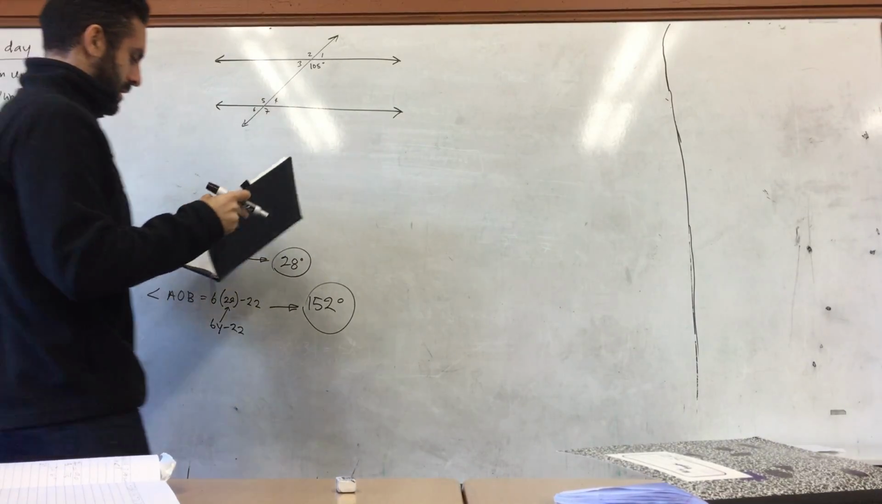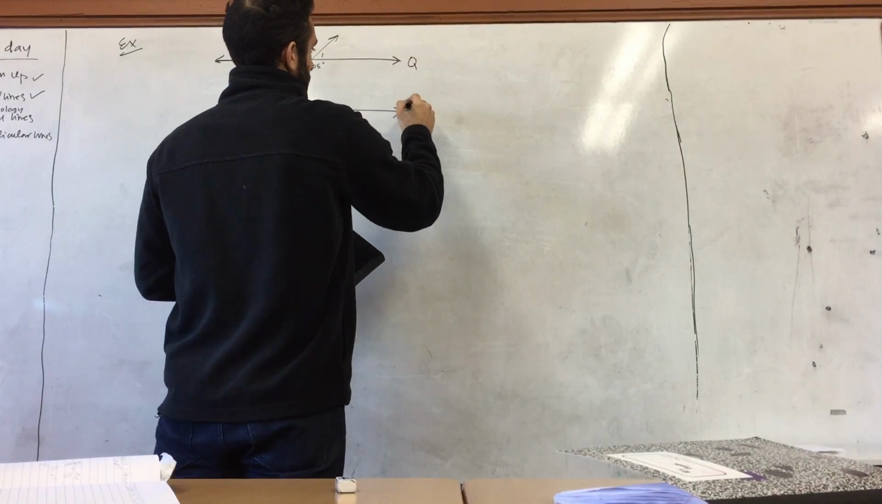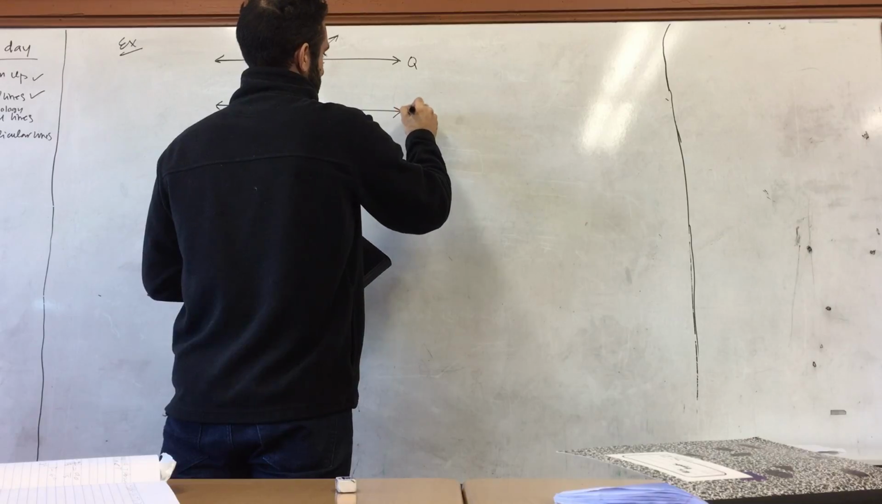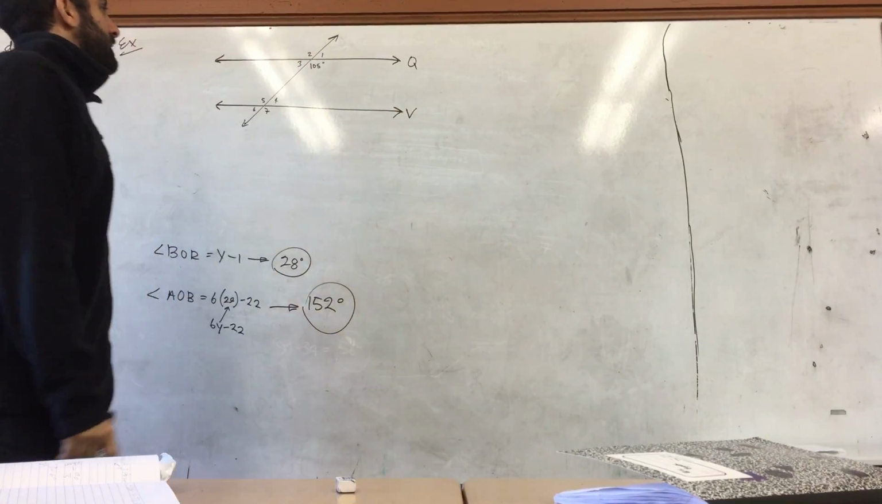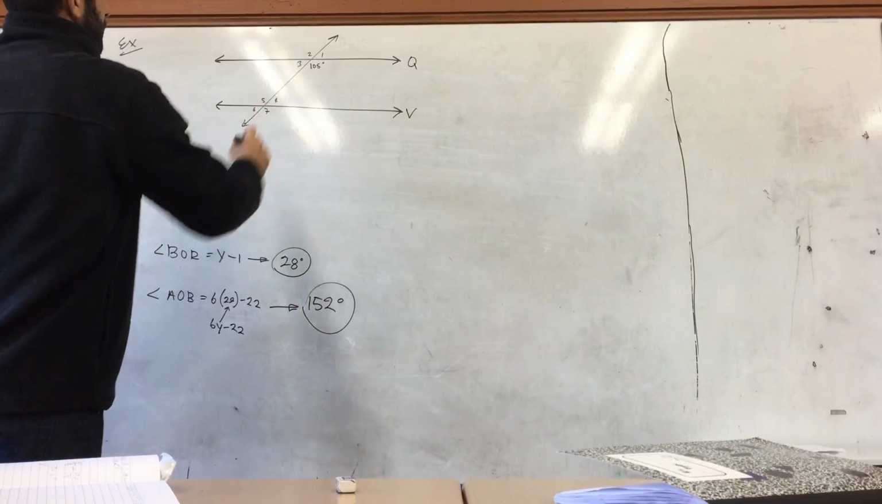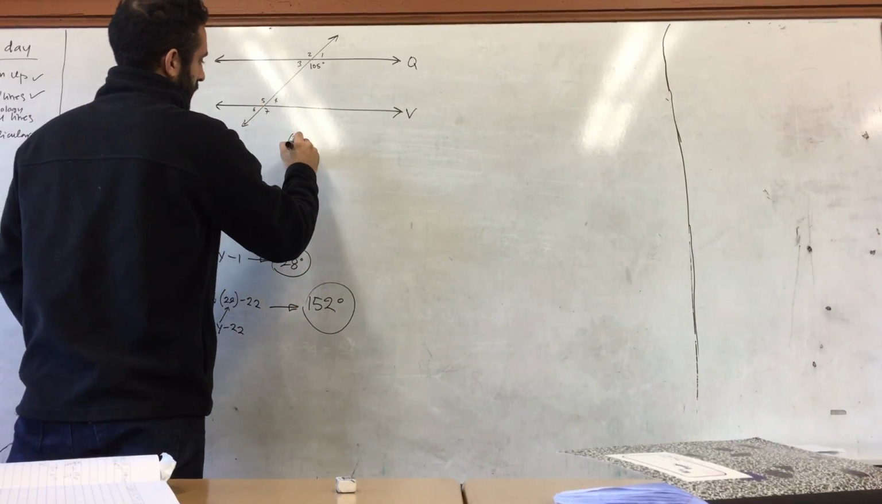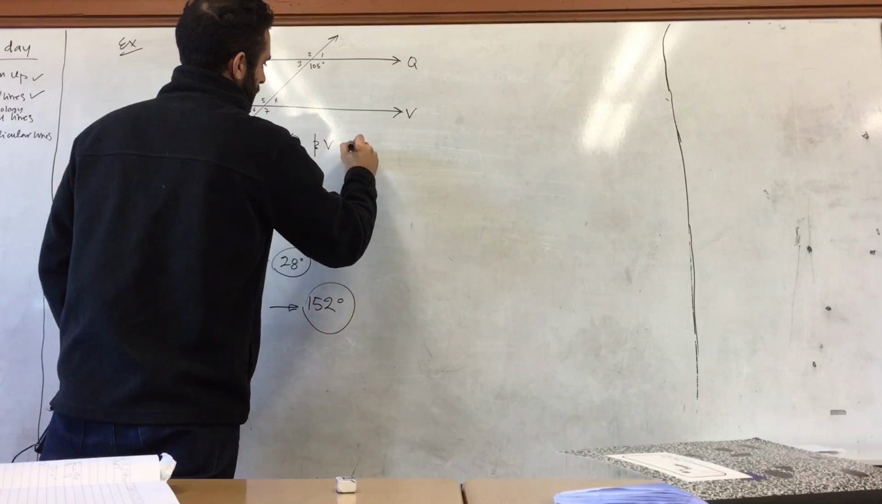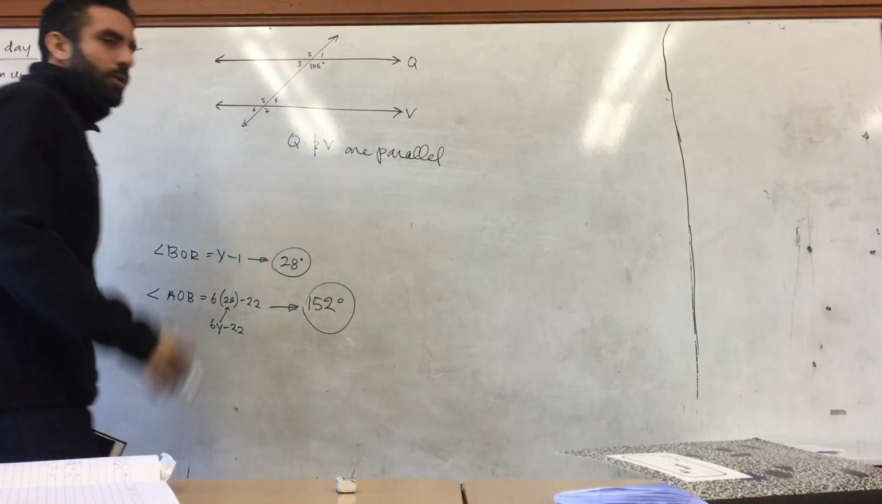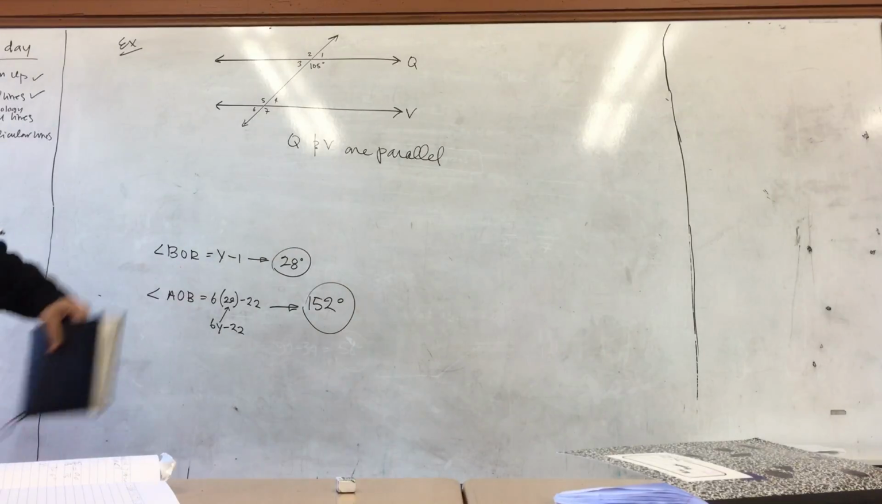He's a sneaky dog. Let's call this Q and let's call this V. Is that 4? That's 105 degrees. Alright, Q and V are parallel.